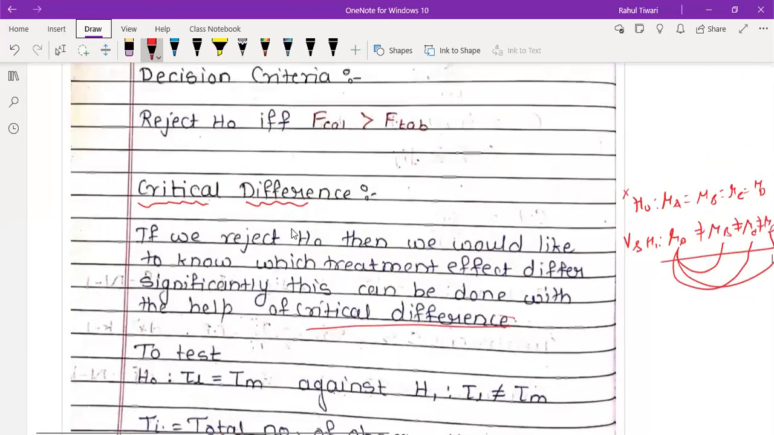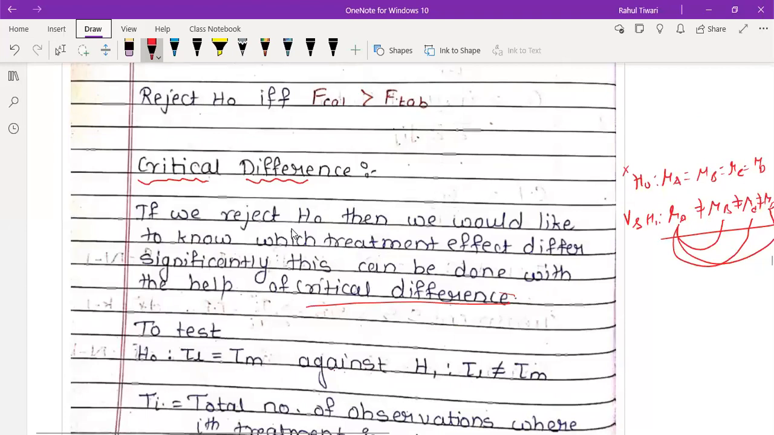So I think last class we have started. What is the critical difference? So when do we use critical difference concepts? When you talk about rejecting the null hypothesis, we are always interested to know which treatment is significant, or either I can say which pair of treatments is significant. So, for example, if you're saying rejecting H naught, that means you are accepting H1, right?